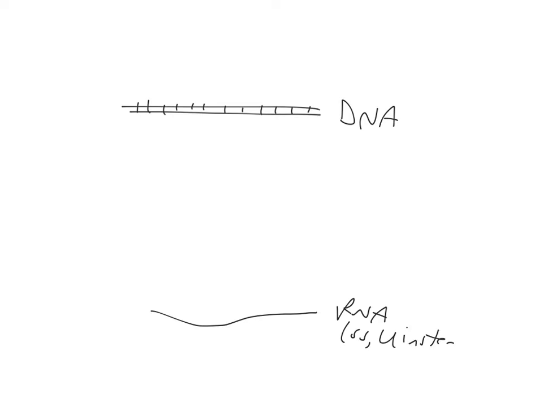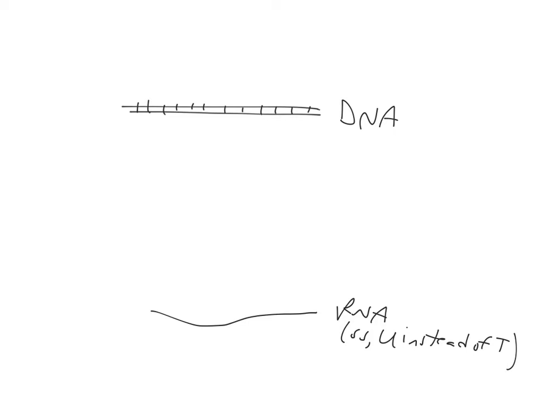Yep. Transcription. We've got a DNA molecule. We're going to wind up producing an RNA molecule. So it's going to be single-stranded, and it's going to have U's instead of T's. So how does transcription initiate? What's the start? What's the enzyme that actually does the reading of the DNA and the making of the RNA molecule?